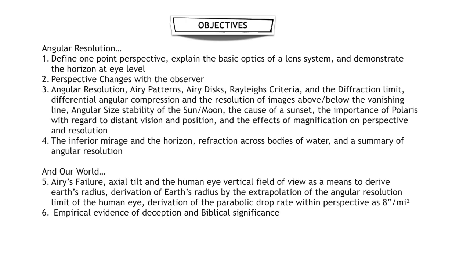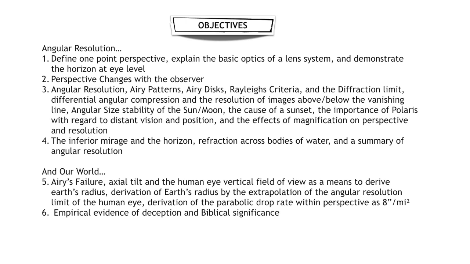So for our objectives, this will be a 6-part series. We will possibly expand on things in the future, but for now this will be 6 parts. The first part will concentrate on angular resolution, what it is, what it defines, and how we likely see the world. And then the second part will be the world that we were given, the world that is proposed, and some biblical significance for why that is. So I'll go through them briefly here.